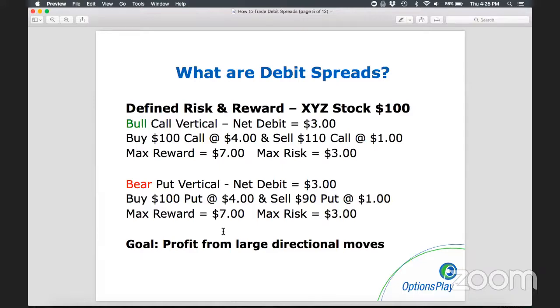We'll go through some real examples to show you how they play out, but it's very easy to calculate max reward and max risk of a debit spread because it's just the difference between the distance of the two strikes.